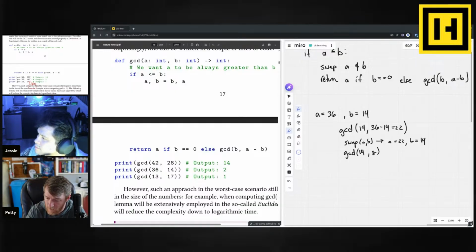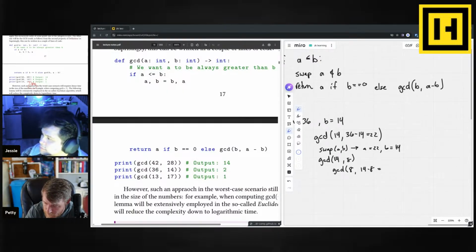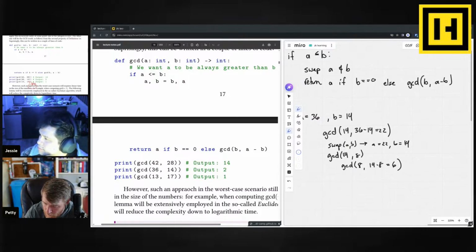So we'll do GCD of A 14 and 8. 8 and 14 minus 8 is equal to 6. Yep. This just keeps on going, huh? Yep. Well, only for a few more lines.